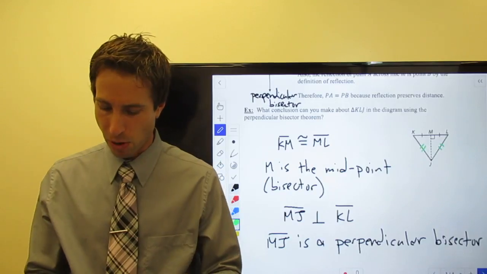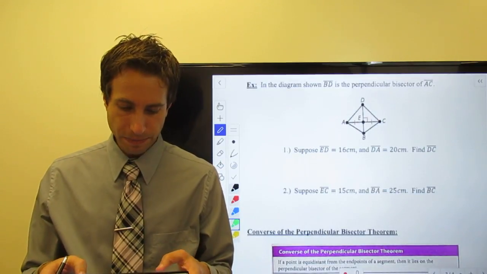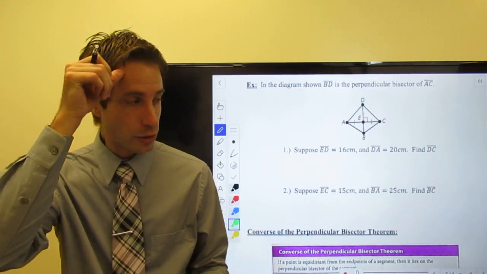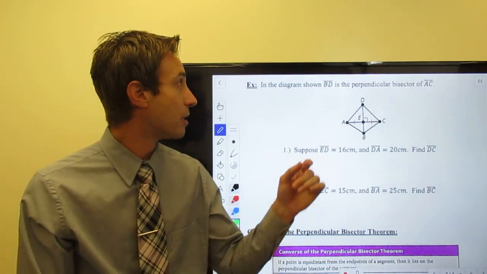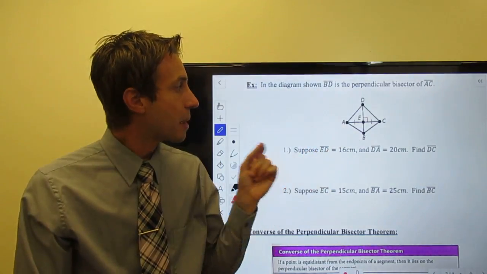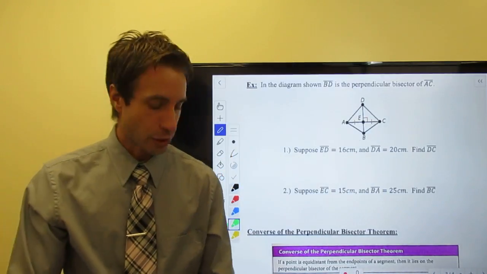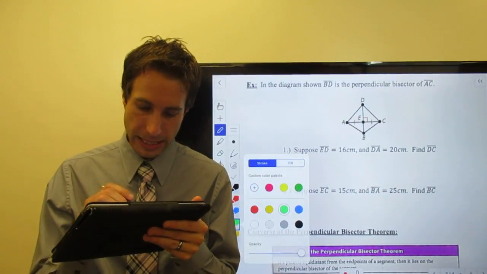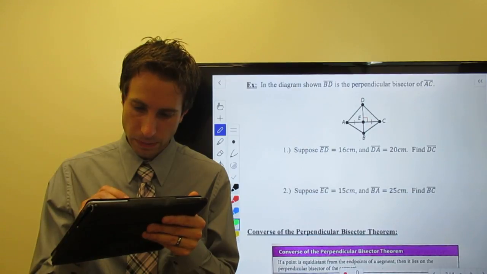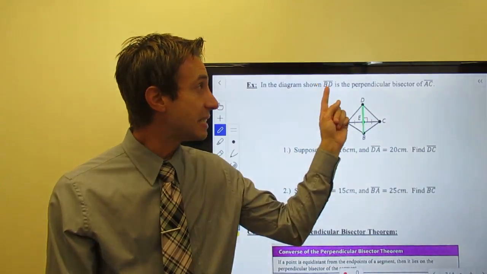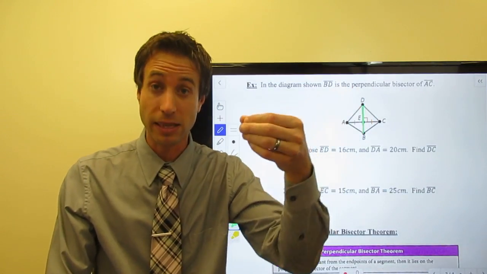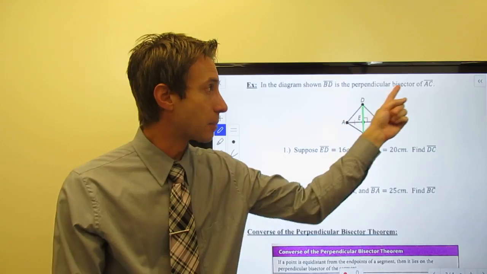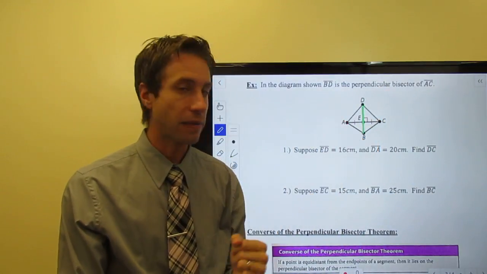Let's try a couple other problems. So here's what I've got for you. Right here on the next page, we're going to do a couple of problems where I'm giving you some values and we've got to figure this stuff out. Here's what we've got in the diagram, BD. So this line right here, BD. Now, I tell you BD is the perpendicular bisector. That's given to you. BD is a perpendicular bisector of AC.